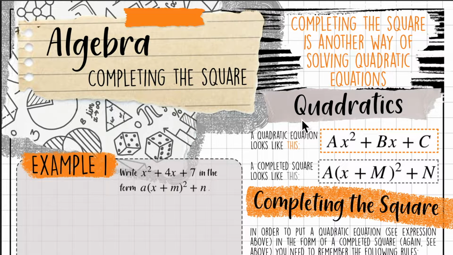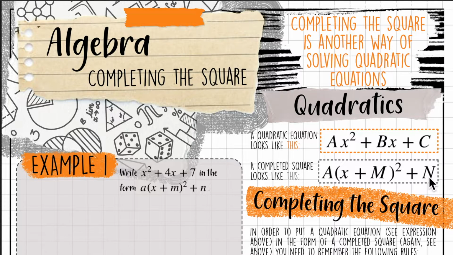If you have a quadratic, it will look like this, where A, B and C are usually numbers. The completed square form of this quadratic looks like this, again where A, M and N are usually numbers. In order to get from this quadratic to this completed square, you just need to remember the equations for getting from these letters, A, B and C, to these letters, A, M and N.